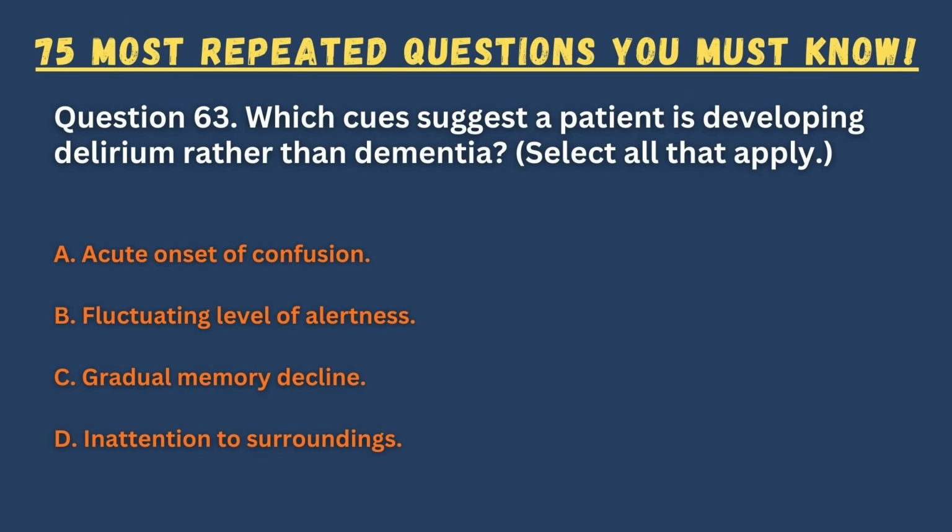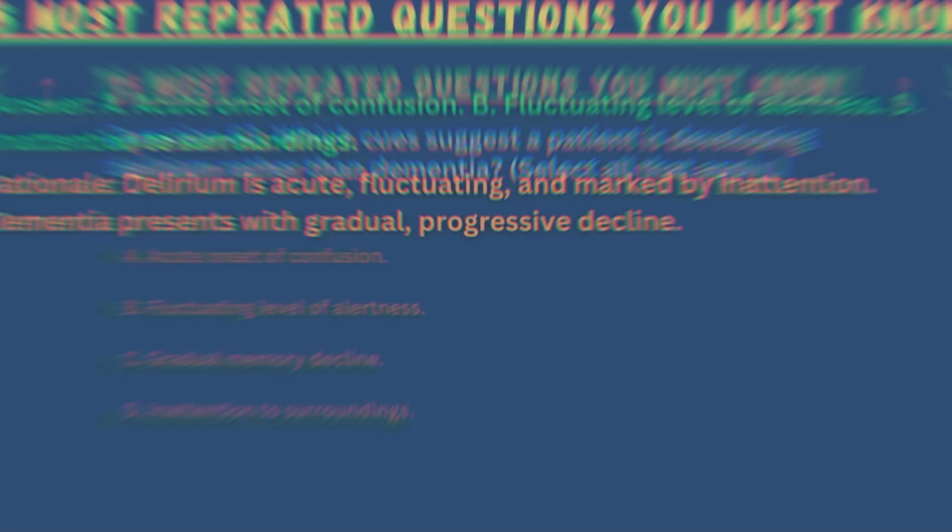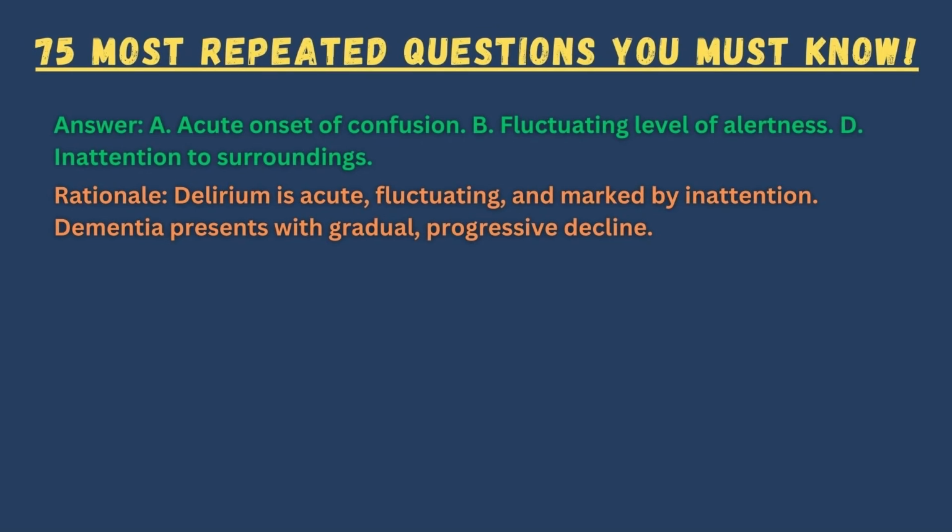Question 63. Which cues suggest a patient is developing delirium rather than dementia? Select all that apply. A. Acute onset of confusion. B. Fluctuating level of alertness. C. Gradual memory decline. D. Inattention to surroundings. Answer. A. Acute onset of confusion. B. Fluctuating level of alertness. D. Inattention to surroundings. Rationale. Delirium is acute, fluctuating, and marked by inattention. Dementia presents with gradual, progressive decline.